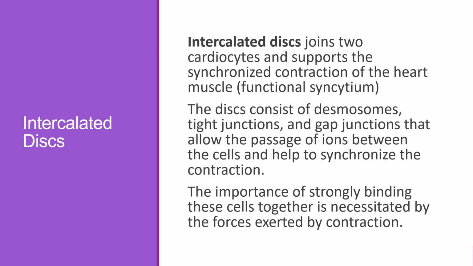The discs that connect these muscle cells to each other are made of desmosomes, tight junctions, and gap junctions, and they allow ions to pass between the cells, and they help to synchronize the contraction. If you don't remember all those kinds of junctions, please go back to chapter 1 in my YouTube lectures. The importance of this is all of the cells are bound together, and that's going to allow for a greater force of contraction.